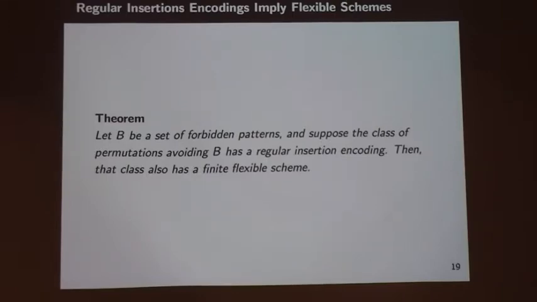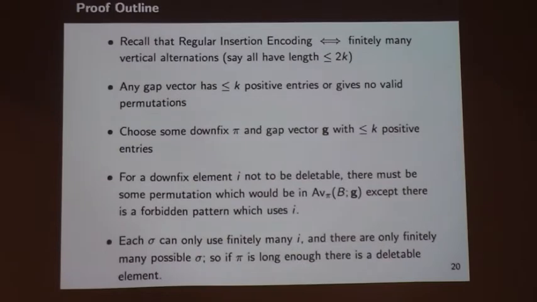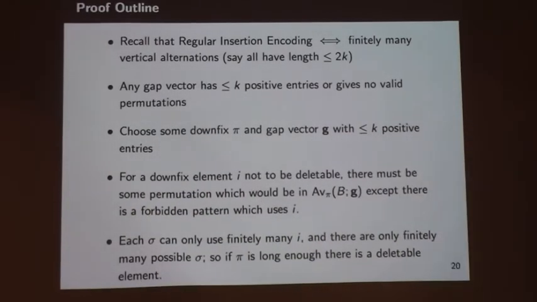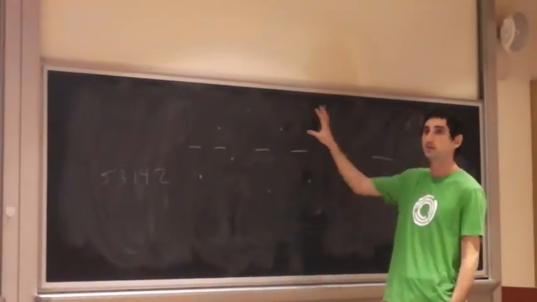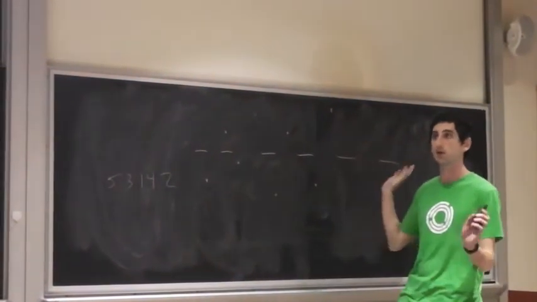So what this theorem says is that if you do have a regular insertion encoding, then you must also have a flexible scheme. Let's do a quick proof outline of this fact as well. Recall that the regular insertion encoding was the same as having only finitely many vertical alternations, where a vertical alternation was this thing over here, where there's some line and all of the even elements of the permutation are above it, and all of the odd elements are below it.